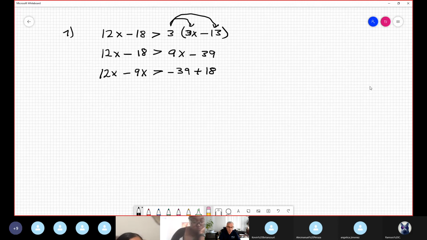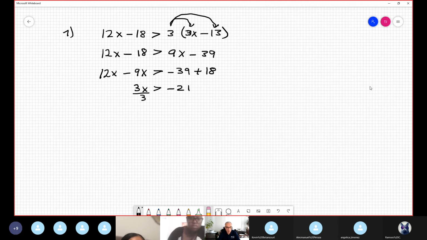Now, let's see, we combine. This is 12 minus 3. So when you combine 12x and negative 9x, you get 3x. And then negative 39 plus 18 will equal negative 21. Super good.